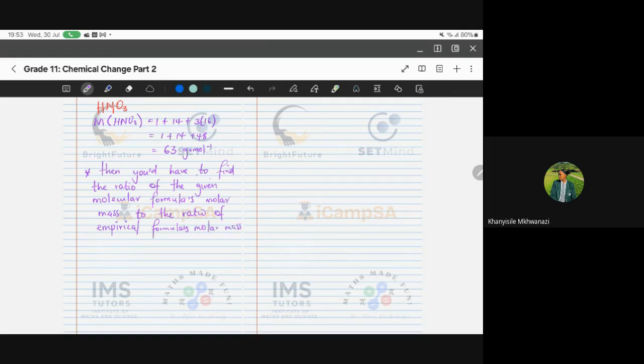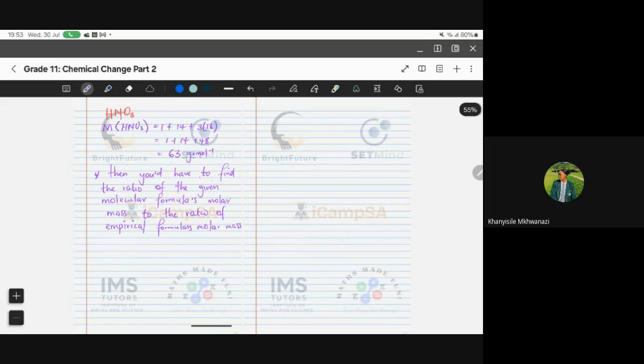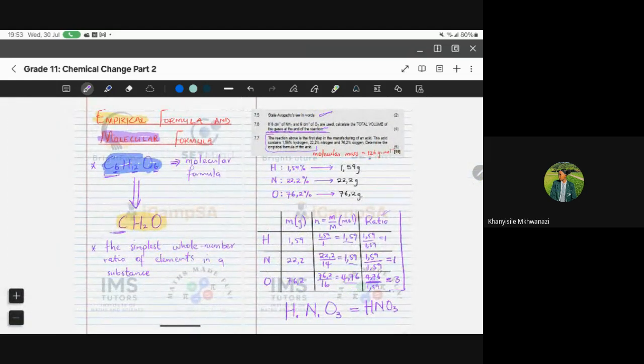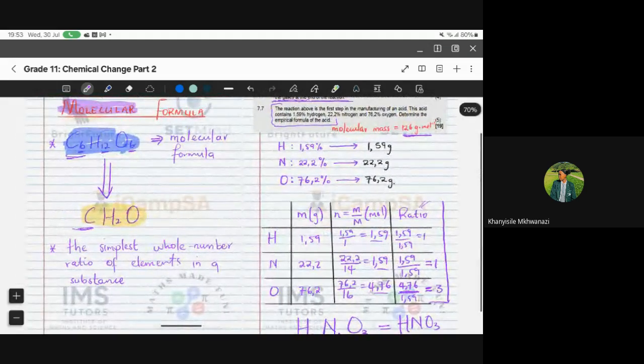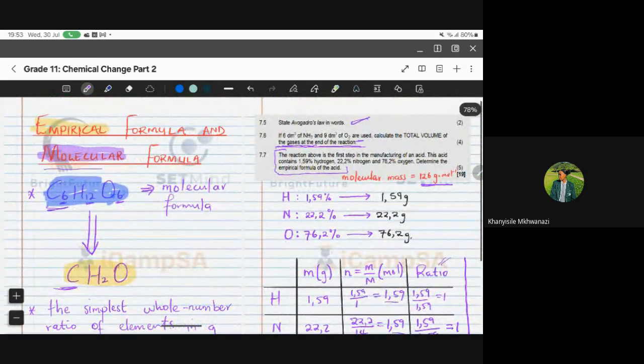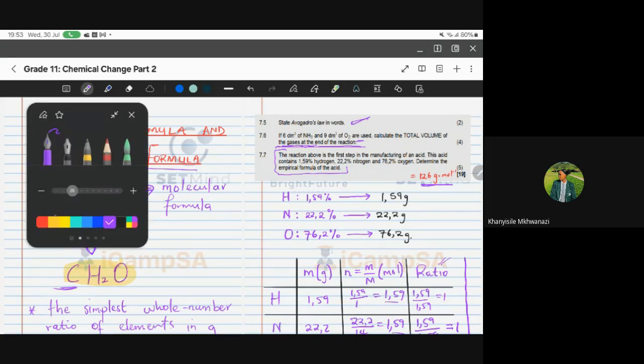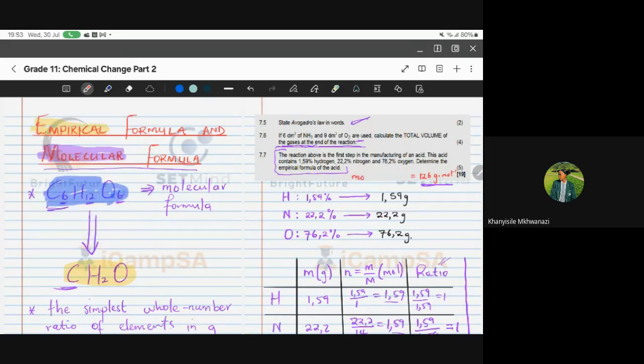What does that mean? Let me explain. This is the empirical formula molar mass, right? However, in the problem, we would be given the molecular mass of the molecular formula, not the molecular molar mass. These terms can get a bit weird. Let's do this. It should be read as molar.